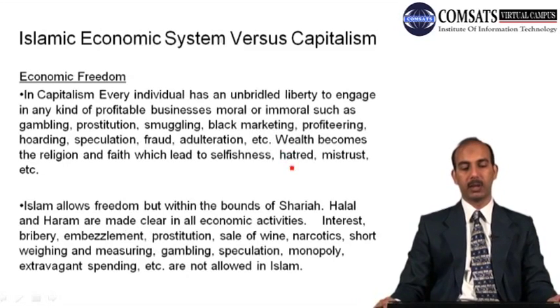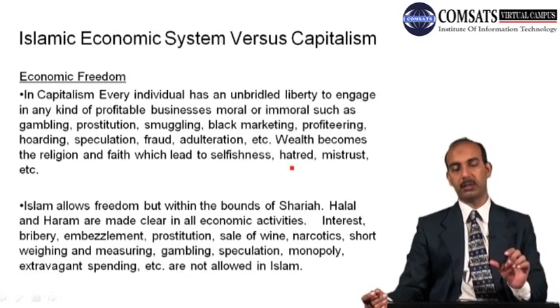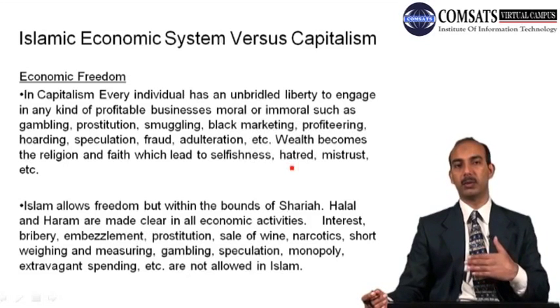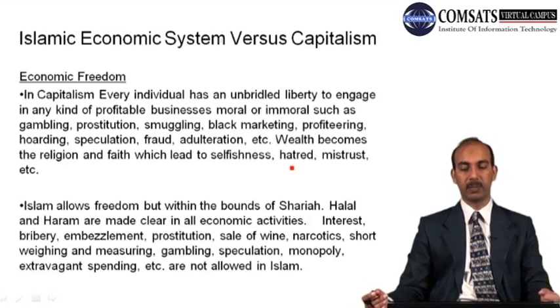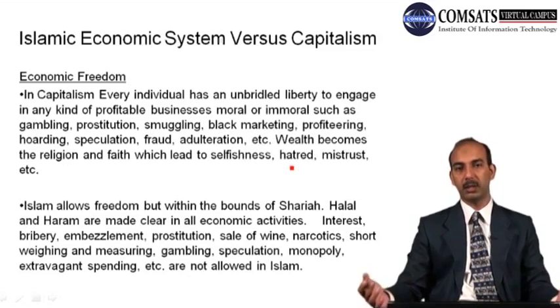And then economic freedom. In capitalism, every individual has unbridled liberty to engage in any kind of profitable business, moral or immoral, such as gambling, prostitution, smuggling, black marketing, profiteering, hoarding, speculation, fraud, adulteration, etc. There are so many other things as well. So in capitalist societies, people and businesses can go as far as all these bad things, and wealth becomes the religion and faith, which leads to selfishness, hatred, mistrust, and many more bad things we can associate here.